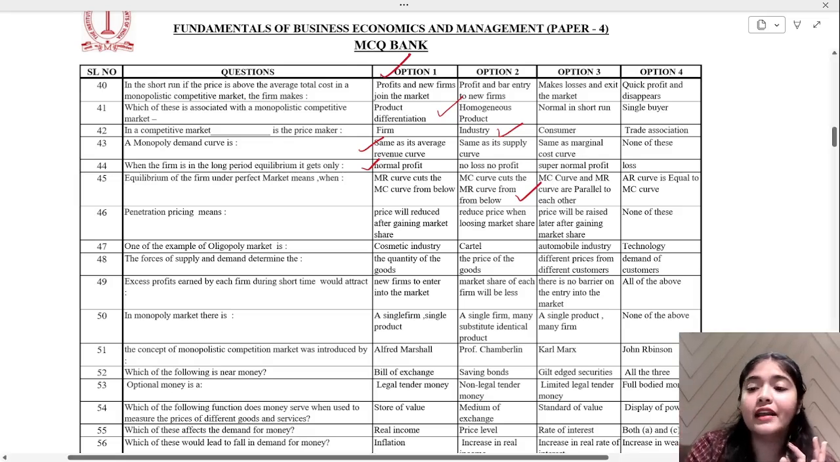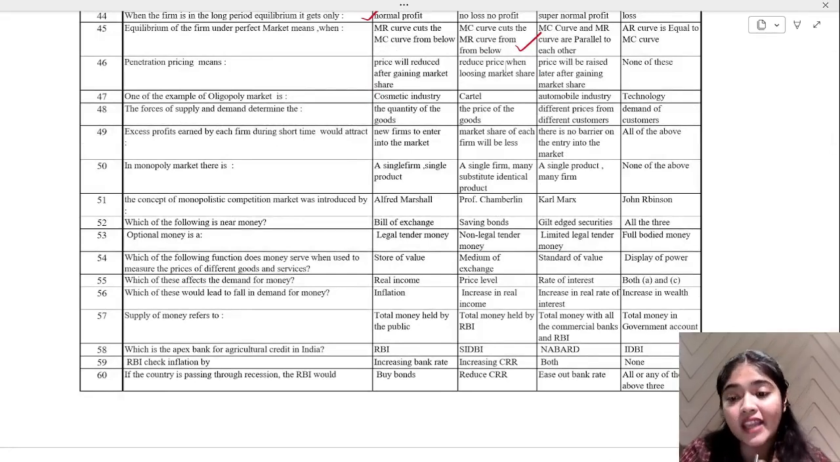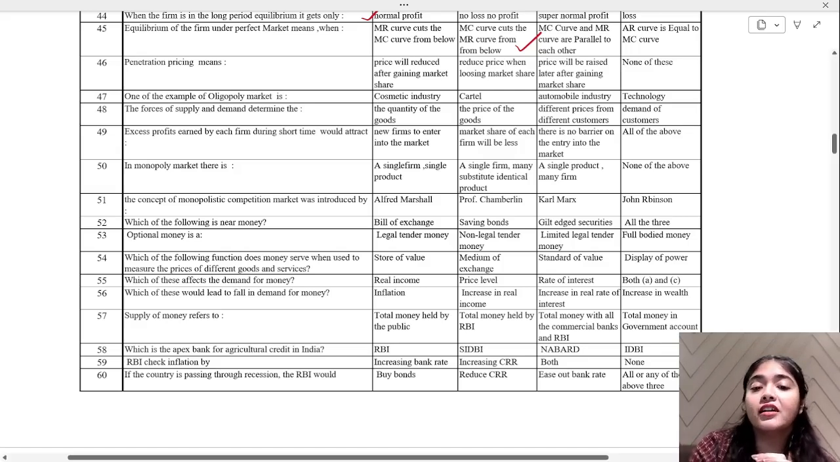Penetration pricing means what? Price will be reduced after gaining the market, reduce price when losing market share, price will be raised later after gaining market share, or none of these. What do we think? Yes, sorry, price will be raised after gaining market share.